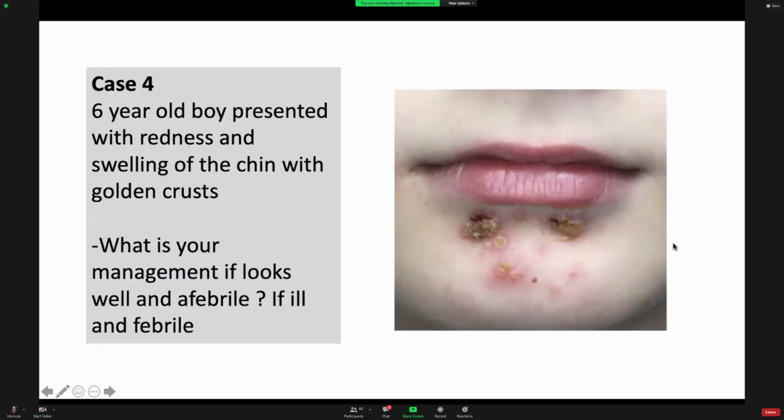Okay, let's move to the second clinical syndrome. So in this case, a 6-year-old presented with redness and swelling in the chin with golden crust. What is your diagnosis, and how will you manage this patient if he's looking well and afebrile, or if your patient is ill and febrile? Can anyone volunteer? So what do you think? Impetigo, because as we see, there is a crusted lesion.